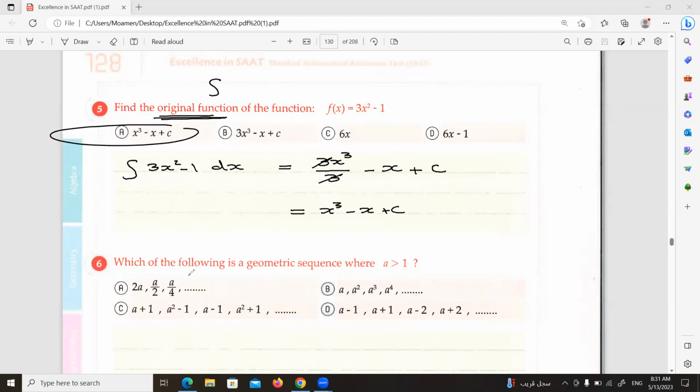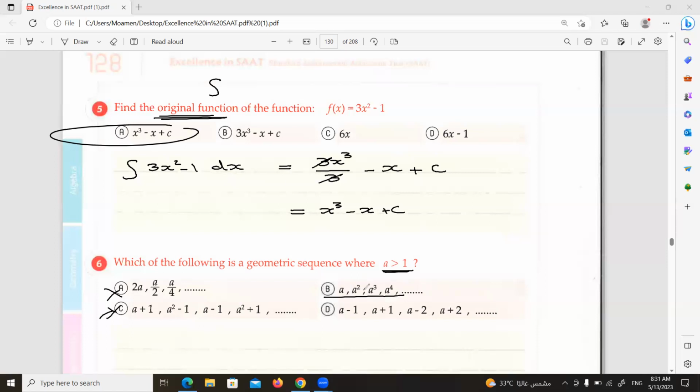We're going to the next: which of the following is a geometric sequence where A is greater than 1? Geometric sequence means you multiply by a constant number. Why, mister? Because he said here A is greater than 1, so it's multiplying by a constant number. Here you will divide, so it's out. Here you will not multiply, so it's out here also. So the answer will be letter B, and every time you multiply by A.